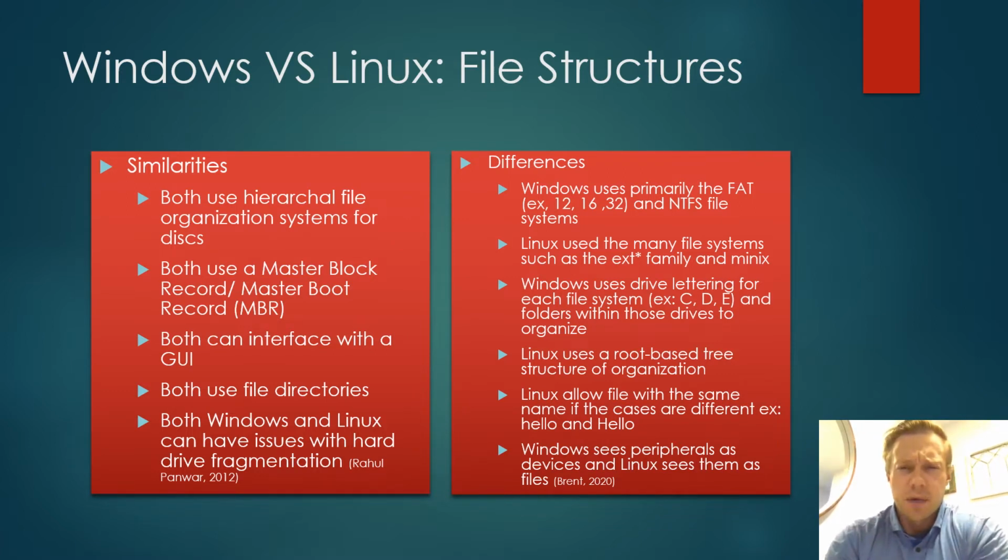So let's talk about differences. Windows primarily uses FAT and NTFS file systems. Linux can use many different file systems depending on the distribution, such as the ext family and Minix. Windows uses lettering systems for disks such as C, D, and E, and then a folder system underneath. Linux uses a root system, where you're going to see root and different variations. Linux allows files to have the same name, such as hello, all lowercase, and Hello with a capital H. Windows does not. Windows sees device peripherals as devices, and Linux sees them as files.